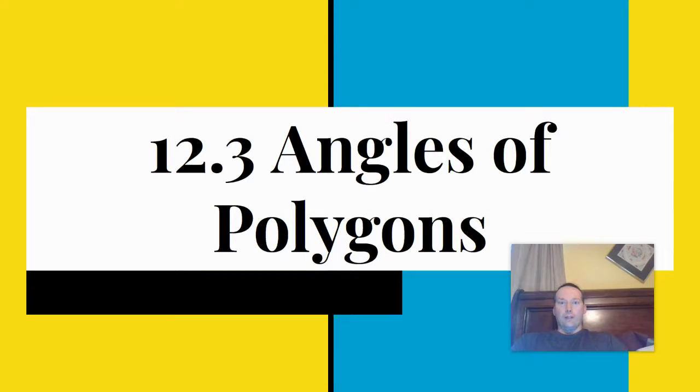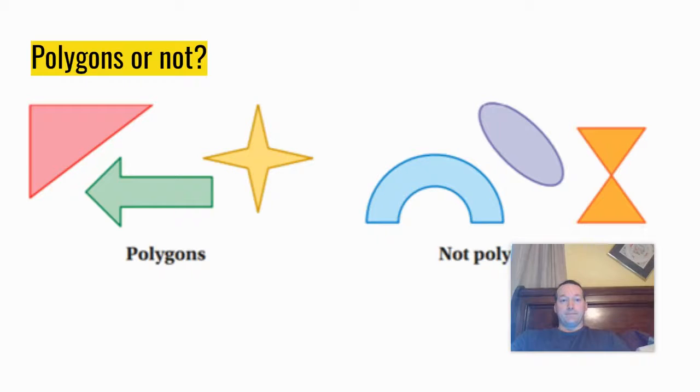So we are almost at the end. It's the penultimate lesson. Yes, we have reached the second to last lesson. Last time we talked about the angles of triangles. Today we're going to talk about the angles of polygons. So today we're going to go a little bit more generic.